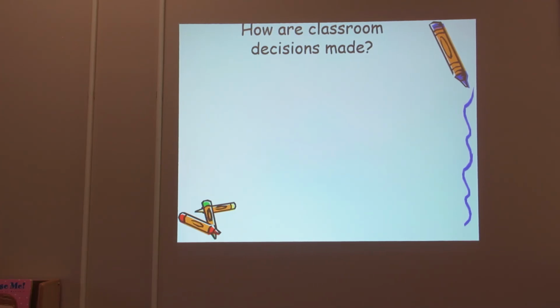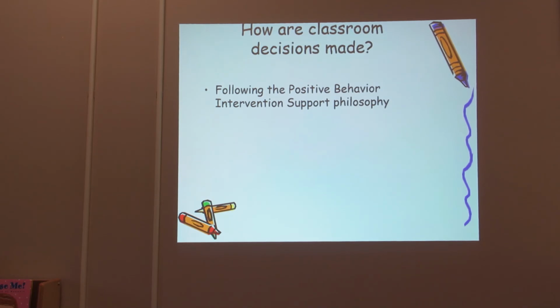How are classroom decisions made? First off, we follow the positive behavior intervention support philosophy. That means we catch children being good. We also try to help them learn from their mistakes. So if they take a toy from a child, we try to help them identify ways that they can handle this situation the next time it should arise. You will find posted around the room things like the solution kit, which will give children ideas on how to handle issues so that they can learn eventually to solve issues by themselves.